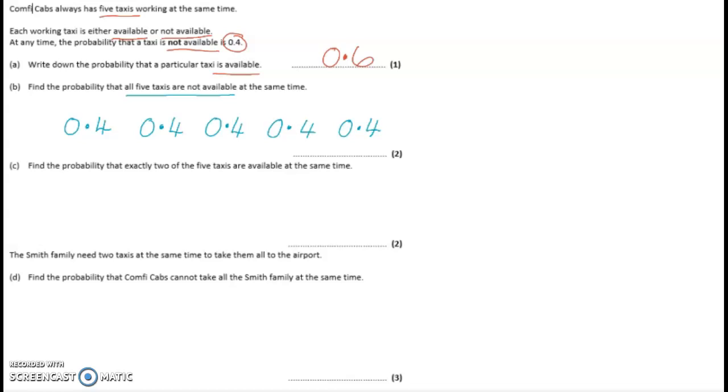In probability, when we say the word and, we mean multiply. So we're doing 0.4 times 0.4 times 0.4 times 0.4 times 0.4. That's the same as saying 0.4 to the power of 5, to the power of all 5 taxis. I can either work that out using the power button on the calculator or simply type in the long multiplication. Both will give me the answer 0.01024.